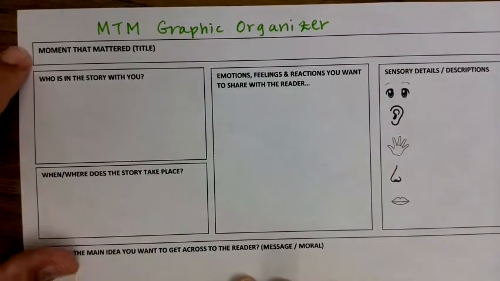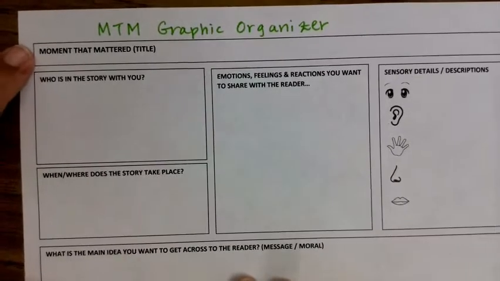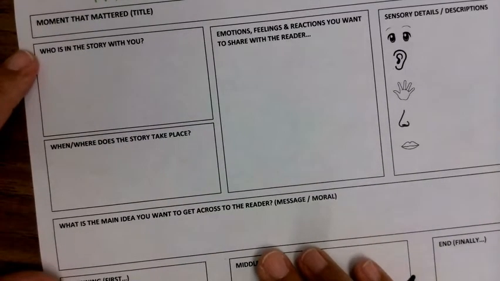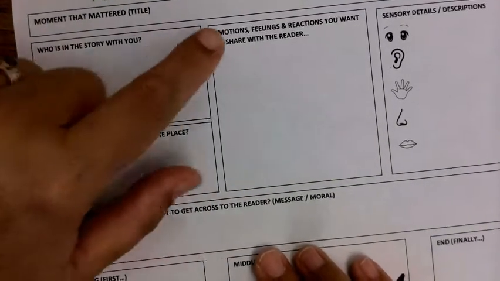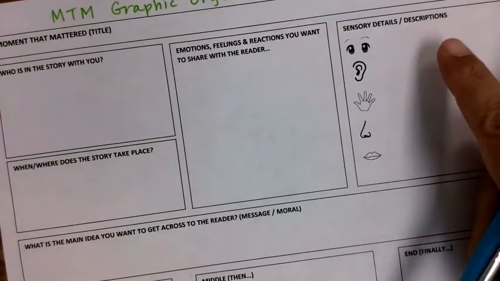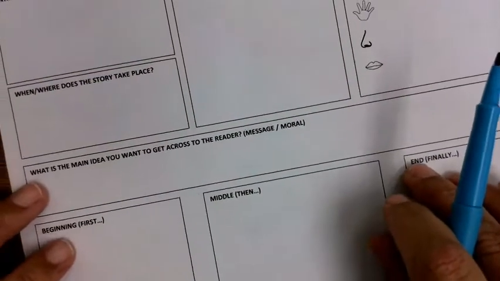So if you look at all the boxes, you can see that there's a place for you to come up with a title, a place for you to tell who's in the story, where it takes place, emotions, feelings, or reactions you want the readers to feel, sensory details, the message that you want to get across, and what happens first, second, and third in your story. So let me show you how this works.